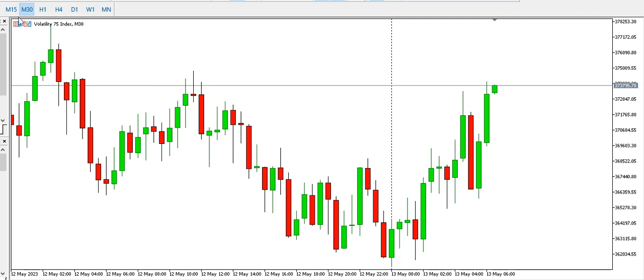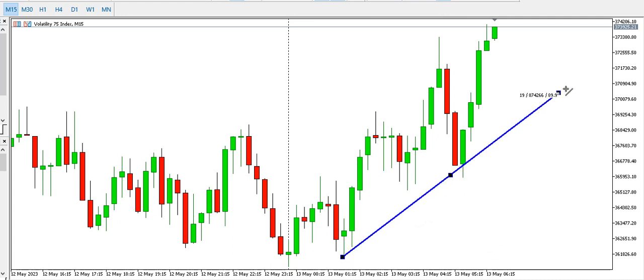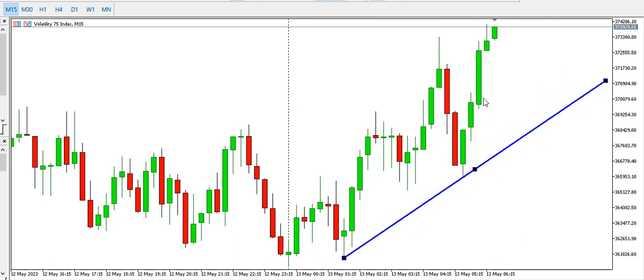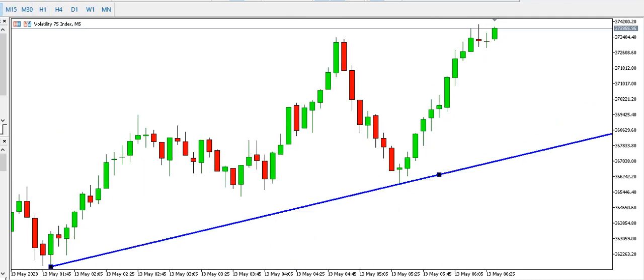So you might want to look for buying opportunities on the 15 minutes time frame. You can see the buyers stepping in. It's clear that the buyers are in charge, that the buyers are in control, and they are trying to push price up. On the 5 minutes time frame, it's also clear that the buyers are in charge.